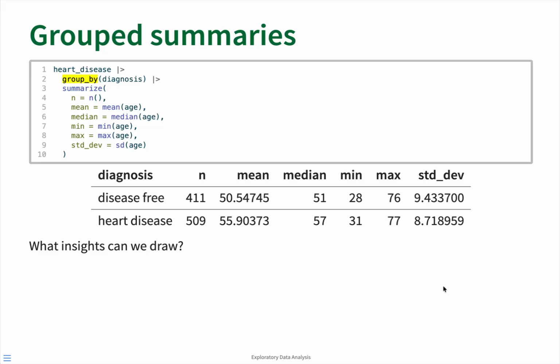So this allows us to look at the covariation between different variables. We can look at the covariation between diagnosis and the age column. And we can ask ourselves, what kind of insights can we draw? So we could say, for example, is there a difference in the mean age between patients in the data set who are disease-free and those who have heart disease?